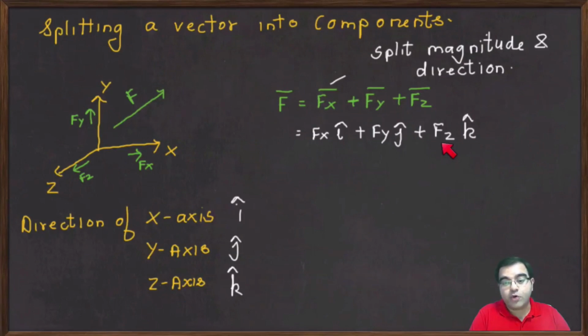Similarly for Fz, I am going to write Fz k cap. Fz is the magnitude of the force along the z direction. How do I know it's the z direction? Because I am using k cap. So I will write F bar equal to Fx i cap plus Fy j cap plus Fz k cap. While splitting the vector into components, carefully notice I have written the magnitude separately and the directions as i cap, j cap and k cap. Kindly make a note of this. Separate the magnitudes and the directions i cap, j cap and k cap.